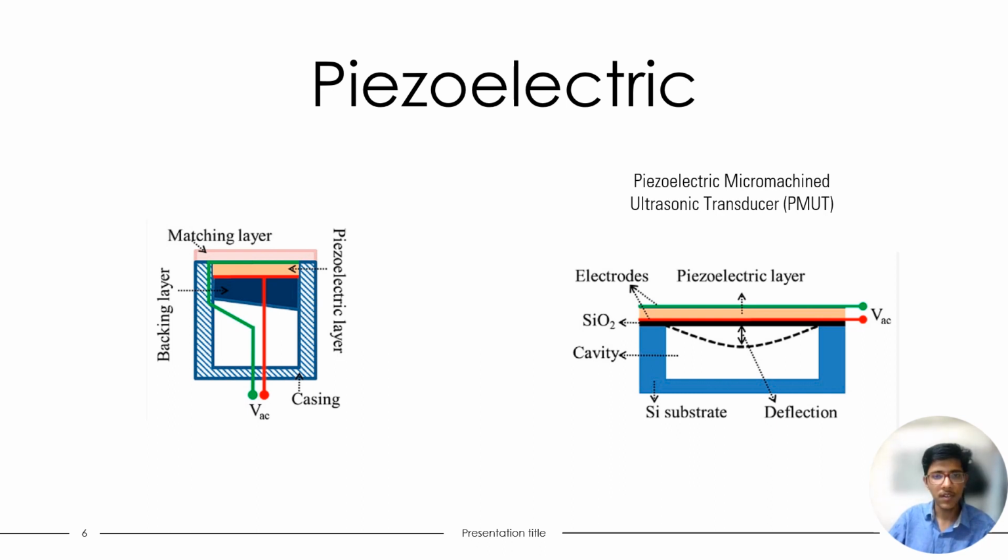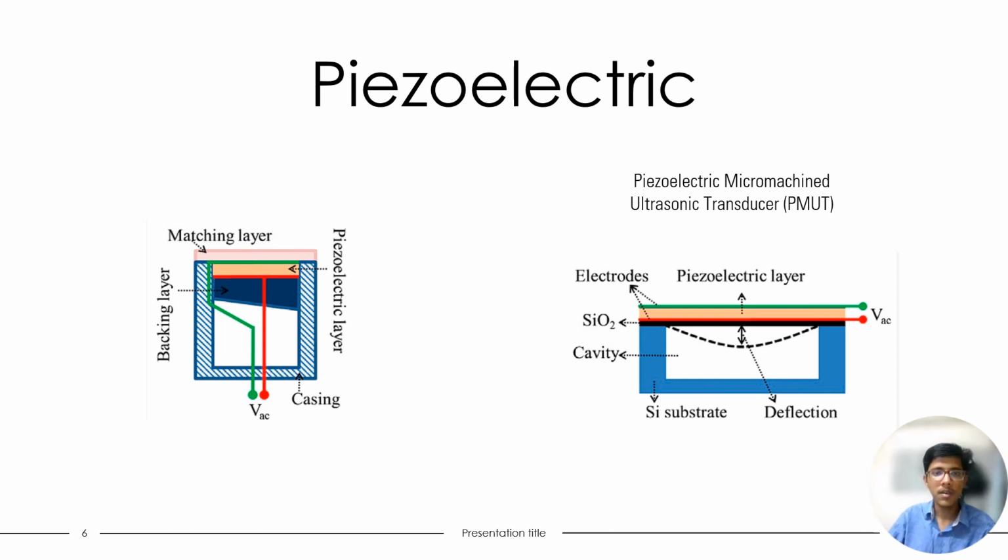Conversely, when ultrasonic waves are incident on the piezoelectric material, they cause it to vibrate and generate an electrical signal that can be detected by the electrodes. The backing material absorbs any unwanted vibration to improve the accuracy, and the purpose of the matching layer is to reduce the reflection of the waves and to improve the coupling of the transducer to the medium.